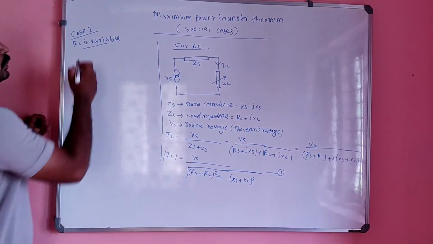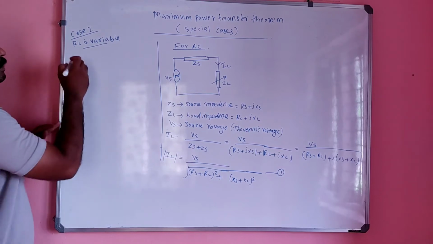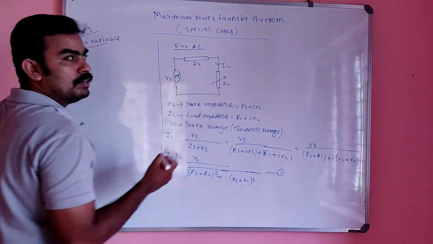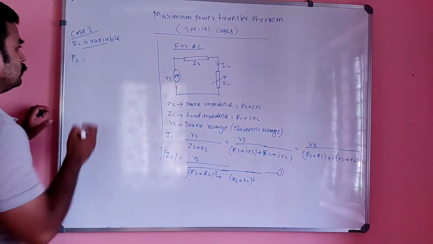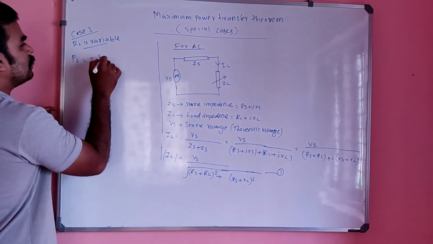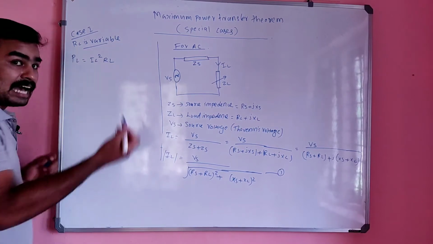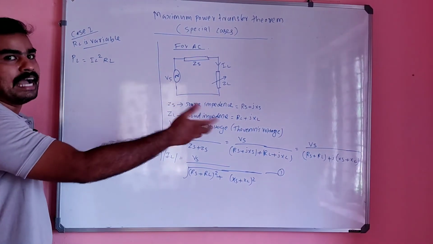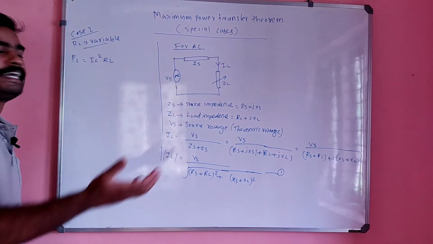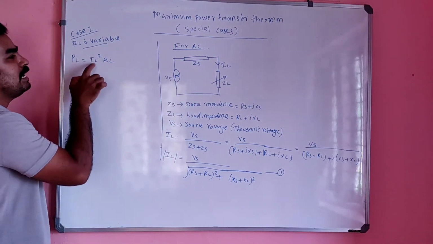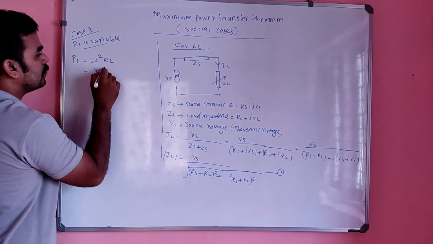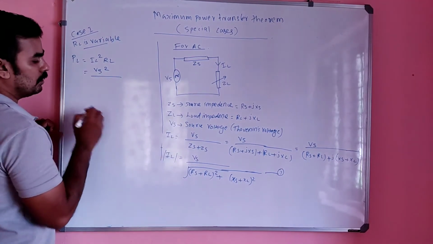So when RL is variable, we know that the power across this load, PL, will be equal to IL square into RL, because power is dissipated across this RL only. That is why IL square into RL. And this IL square is nothing but Vs square divided by this one.